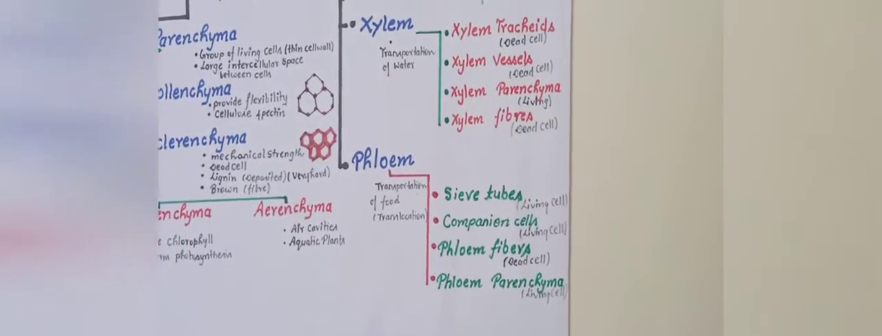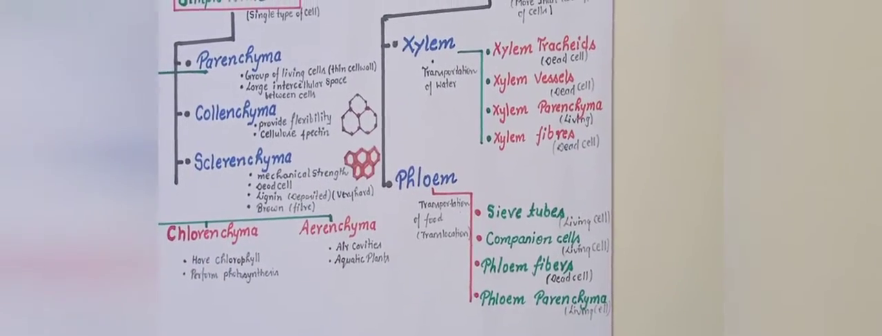And I already told you phloem is responsible for transportation of food. As you know, chlorophyll means leaves, which are known as the kitchen of the plants. So phloem transports the food or nutrients from the leaves towards the different parts of the plant.